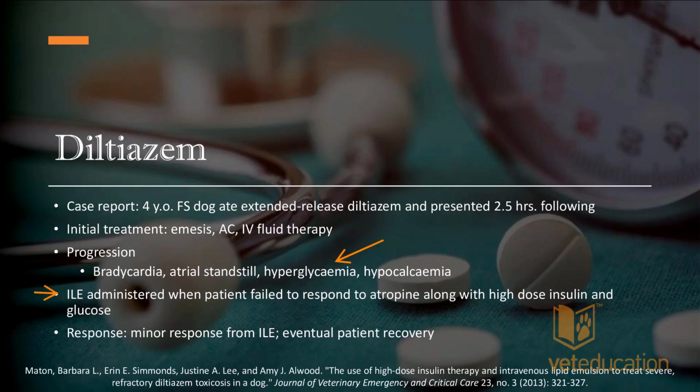Intravenous lipid therapy was administered when the patient failed to respond to atropine to increase the heart rate, as well as high-dose insulin therapy in order to decrease the hyperglycemia, and subsequently this animal needed glucose therapy as well. The response, pretty minor response from intravenous lipid emulsion therapy, so not that much. This was the single case report. This sort of protocol is used in humans as well to manage diltiazem overdose.